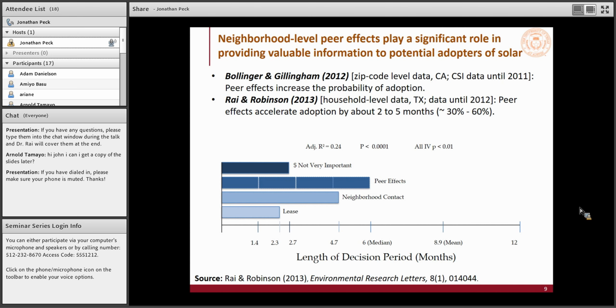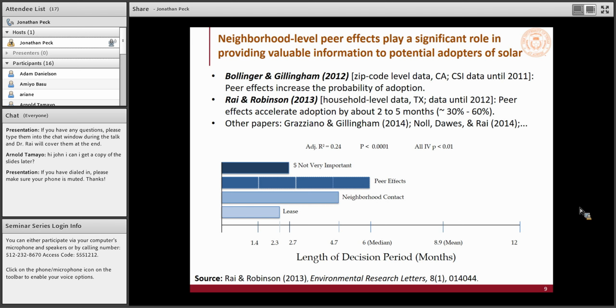And then since then, there have been other studies by Gillingham, by our group, and many other studies that have shown similar effects of peer effects being very significant. So this is, again, this bottom-up story where, given the novelty, the complexity, the durability, and the large capital-intensive nature of solar, this very localized nature of what is relevant in terms of information that is helpful for decision making has been a very consistent finding across different studies.